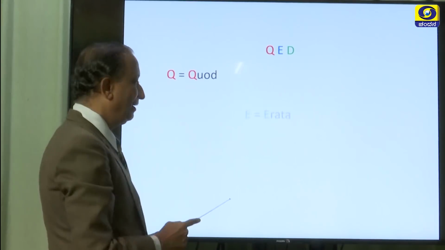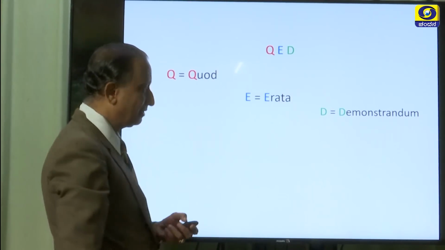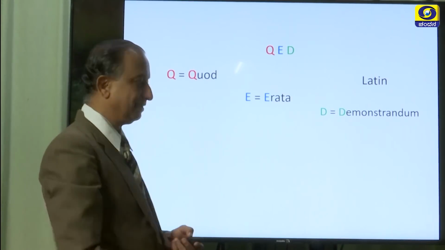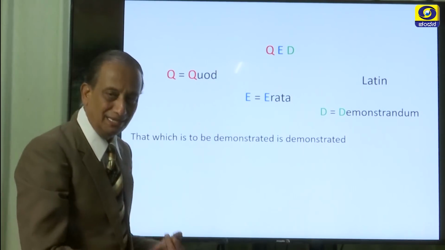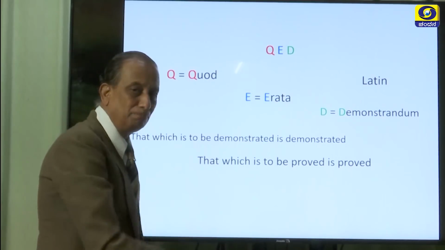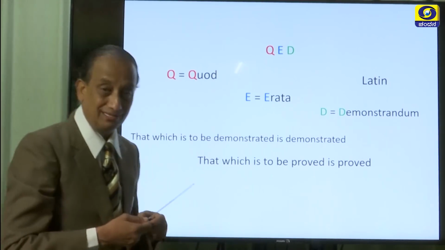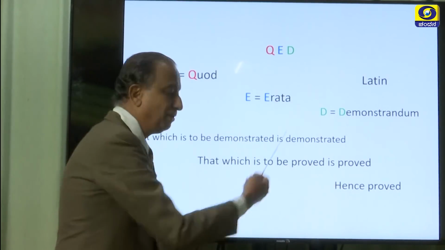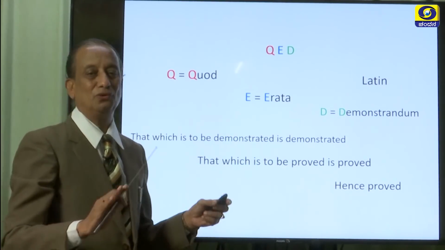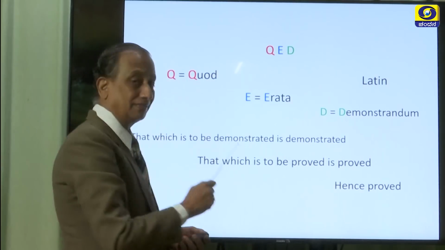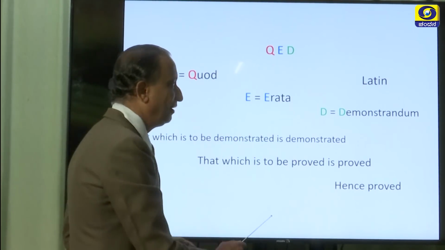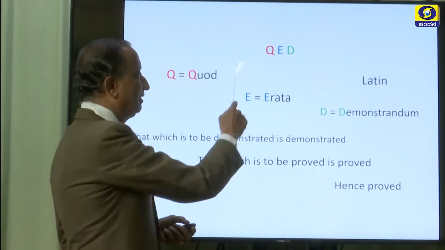So what is this QED? QED stands for Q for quod, E for erat, D for demonstrandum. In fact this is in the Latin language. The meaning of this is: that which is to be demonstrated is demonstrated, that which is to be proved is proved, that which is to be established is established, or simply you can say, hence it is proved. So if you think that whatever proof we have written is really scientific, is quite logical, if you are confident only, please write the word QED, otherwise it is not at all a problem.